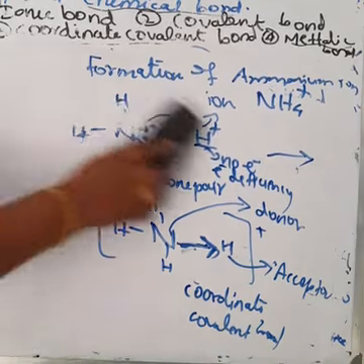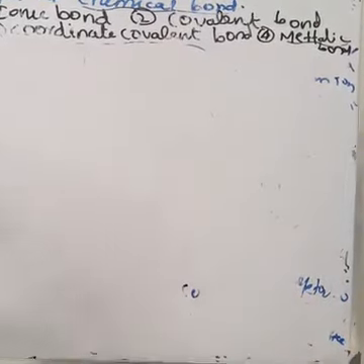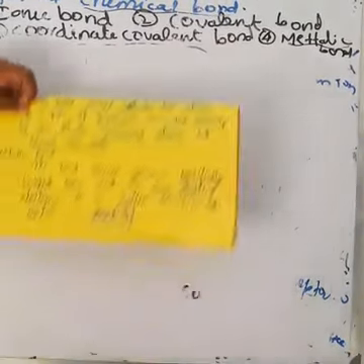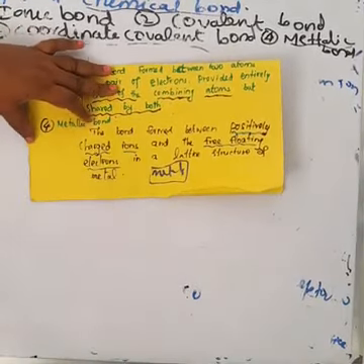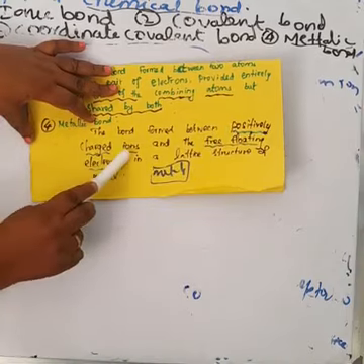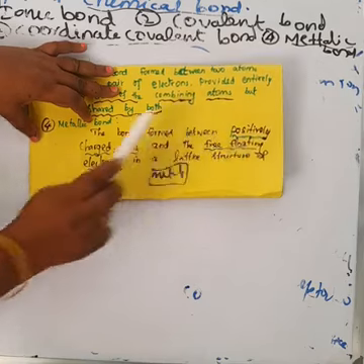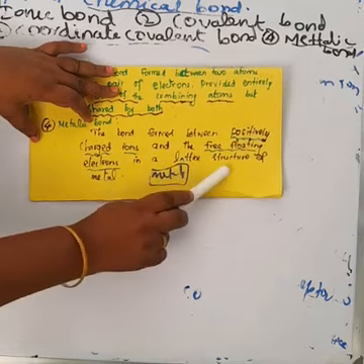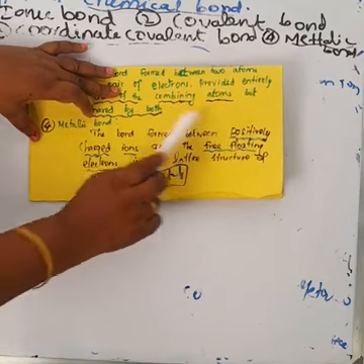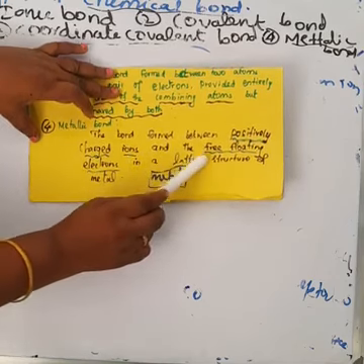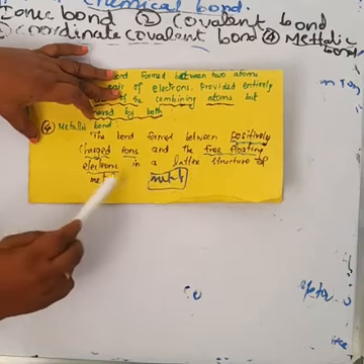And then, what do you mean by metallic bond? The metallic bond means the chemical bond formed between positively charged ions and the free floating electrons in a lattice structure of metal.